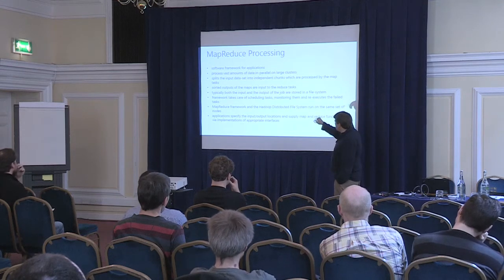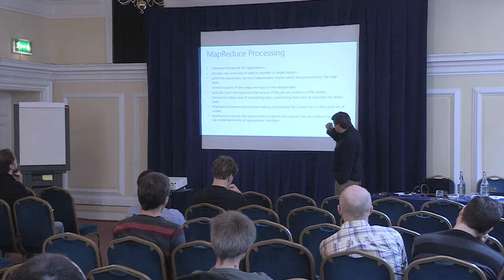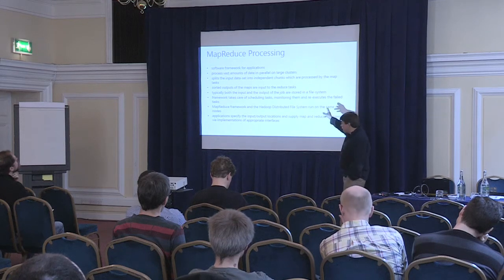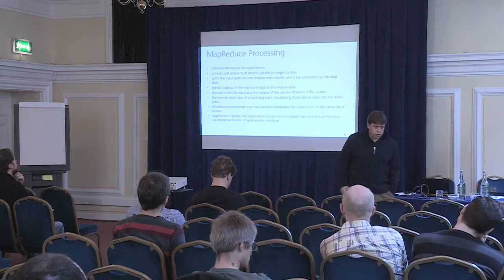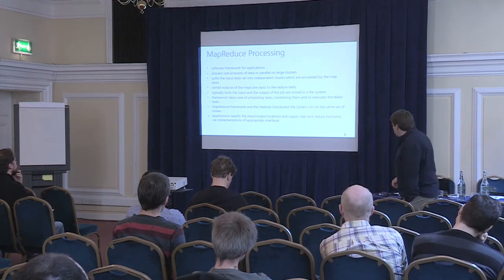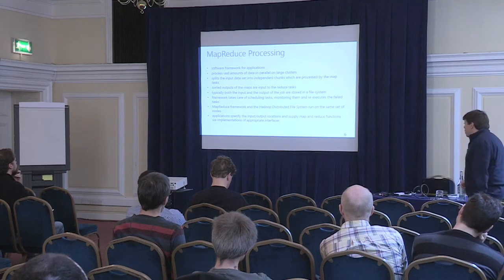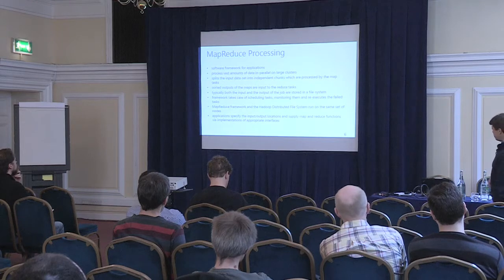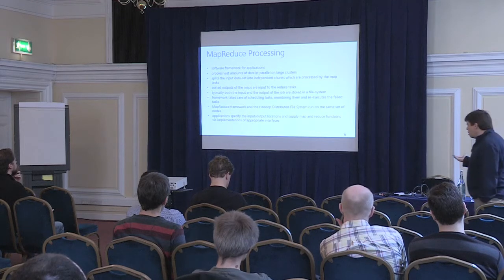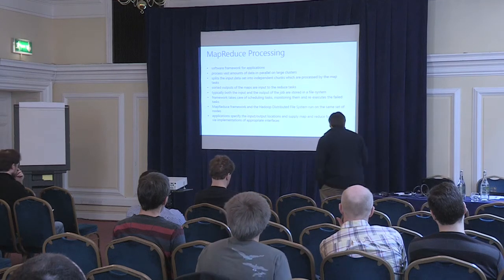So the sorted output is the input for the reduce tasks. The framework takes care of scheduling tasks, monitoring, and re-executing the failed tasks, which is nice. So if it fails on one of these nodes, it can re-execute it, that kind of thing. So the MapReduce framework and the HDFS run on the same set of nodes, and so applications specify the input-output locations and supply the MapReduce functions. Okay, so depending on the interfaces.